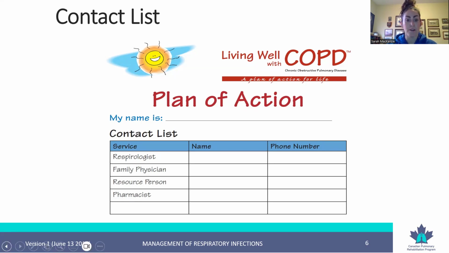Okay. And your pharmacist. So if we're getting antibiotics and prednisone, you'll need to get that dispensed from your pharmacy. So having that number is really handy. And anyone else that you think you might want to have on here for your own organization, or in case somebody else needs to take a look at this document and make calls for you. Okay, so that's contact list.